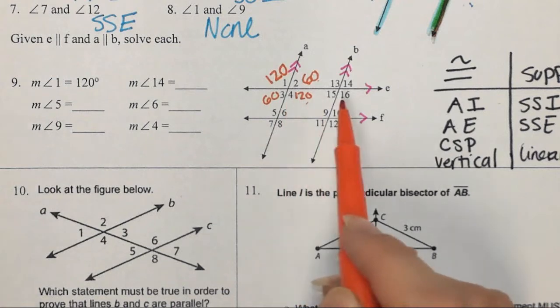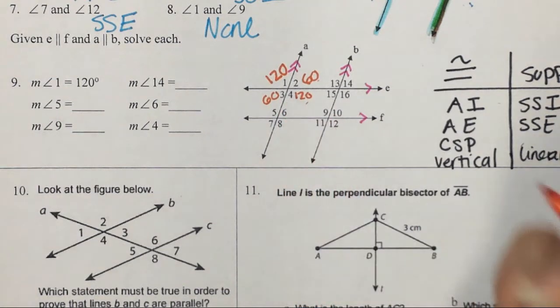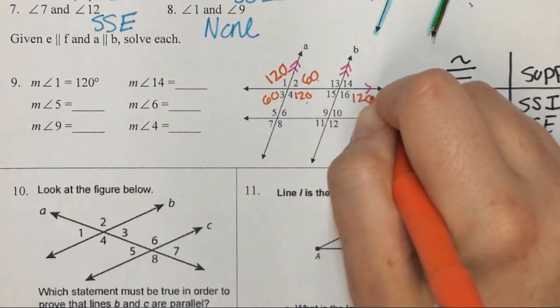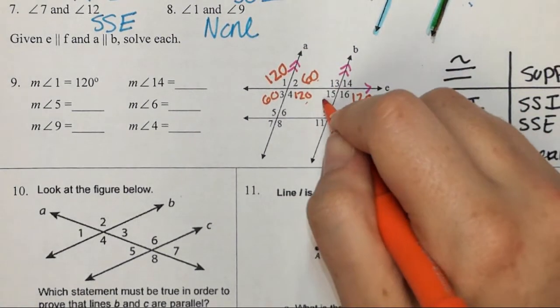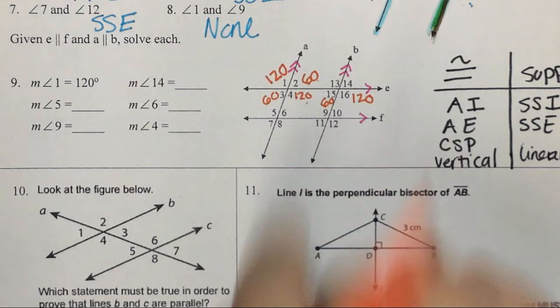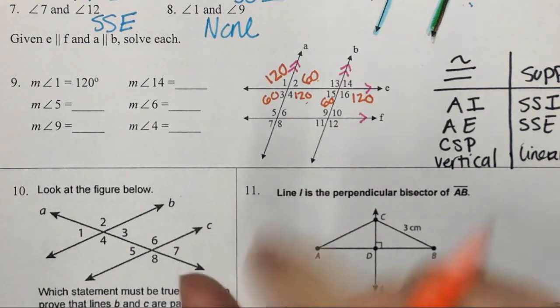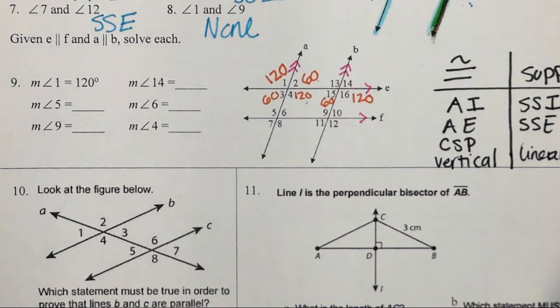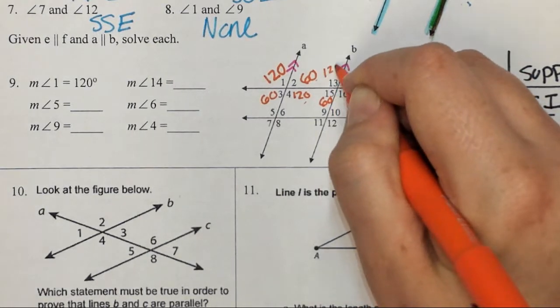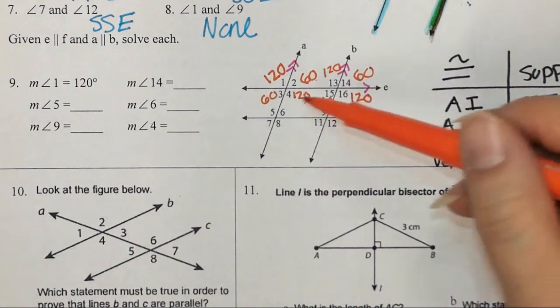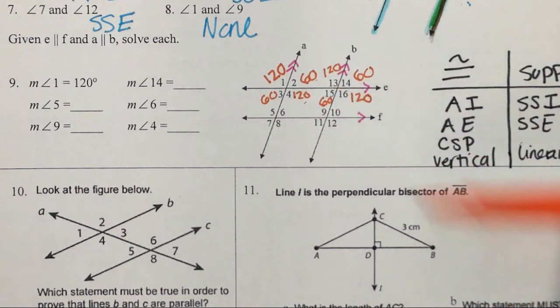that means that, for example, 4 and 16, those are corresponding, so those would be the same. We could say that 4 and 15 are supplementary. Okay, so that would mean that 15 is 60. 15 and 14 are vertical, and 13 and 16 are vertical. So you copy and paste over here.